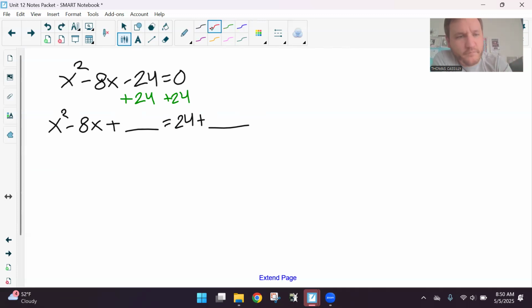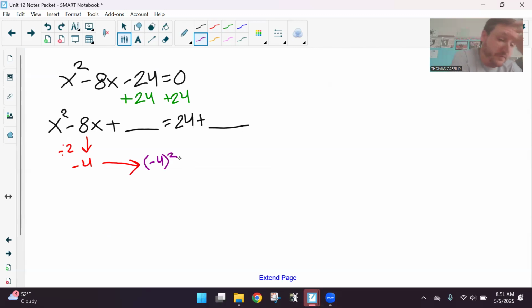Let's figure it out. I'm going to take this 8 and chop it in half. And that gives me negative 4. Now, I'm going to take the negative 4 and square it. What is negative 4 squared? Don't you dare type that in your calculator because you're probably going to get the wrong answer. It's positive 16.